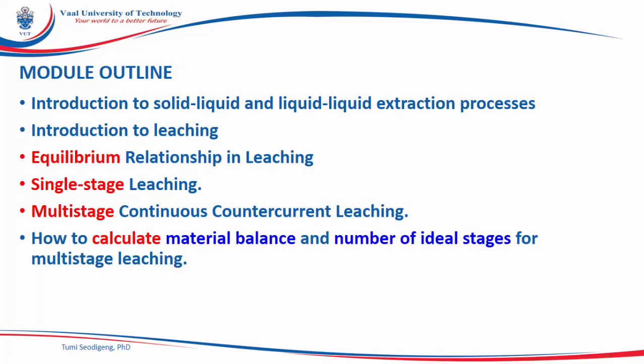The lesson outline: we are first going to look at the introduction to solid liquid and liquid extraction processes. Then we are going to look at leaching equilibrium relationship, single stage leaching, multi-stage continuous countercurrent leaching, and also how to calculate material balance and number of ideal stages for multi-stage leaching. Remember, we have spent the previous lesson looking at liquid extraction in detail. We are not going to get into the details of liquid extraction in this lesson. We are just going to touch on it at the beginning.